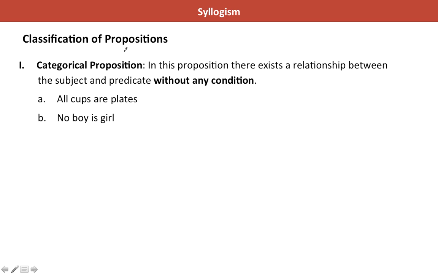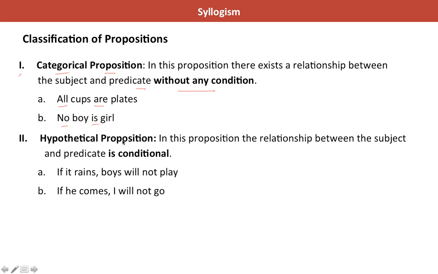Classification of propositions. The first type is the categorical proposition. Now this is the most important one, and this is the only one we will discuss in detail. In this proposition, there exists a relation between the subject and the predicate without any condition. For example, all cups are plates. No boy is girl. There is no condition.